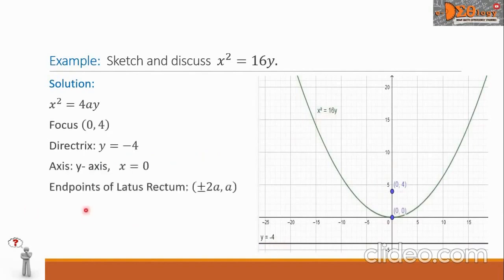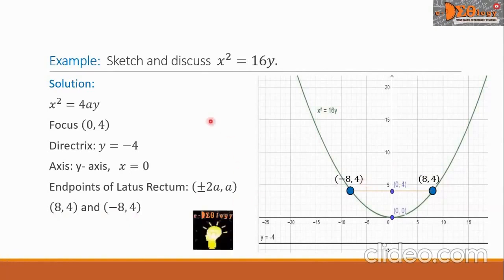And then we can now get the endpoints of latus rectum using this formula, plus or minus 2a, a. So the points are (8, 4), this is the point, and (-8, 4), this is the point. This is our final answer.